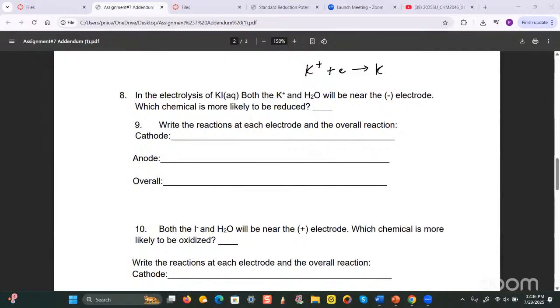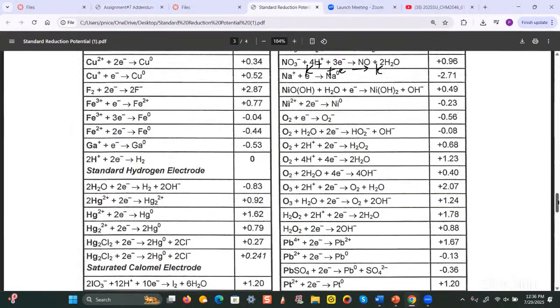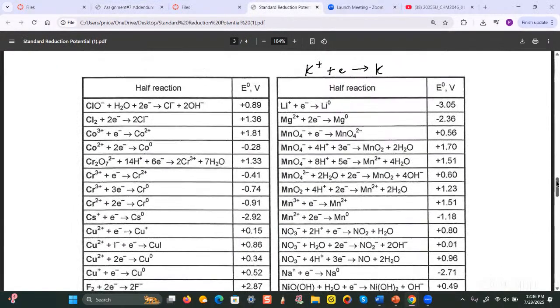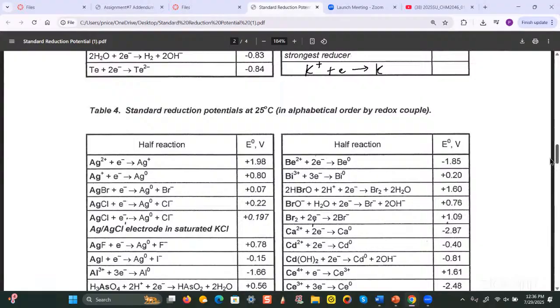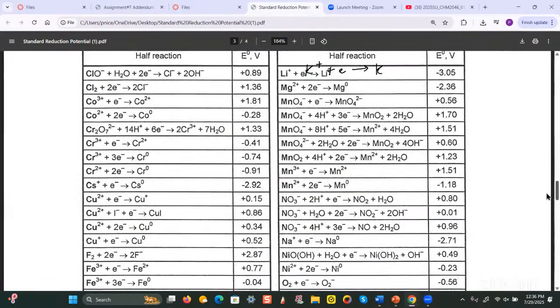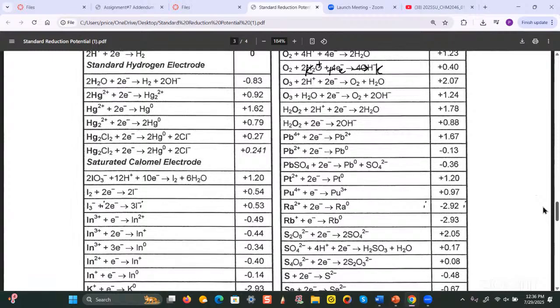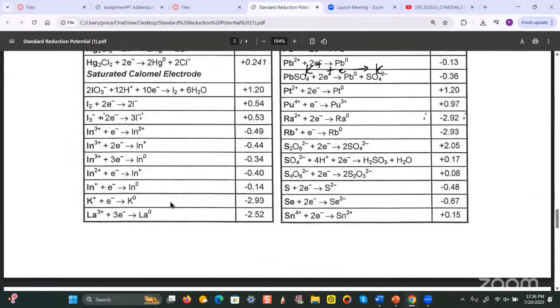So let's see if we can find it here. Potassium, where are you? Okay, here it is, minus 2.93. All right, so the EMF value for potassium is minus 2.93 volts, all right? And then now we do the same thing for the reduction of water.